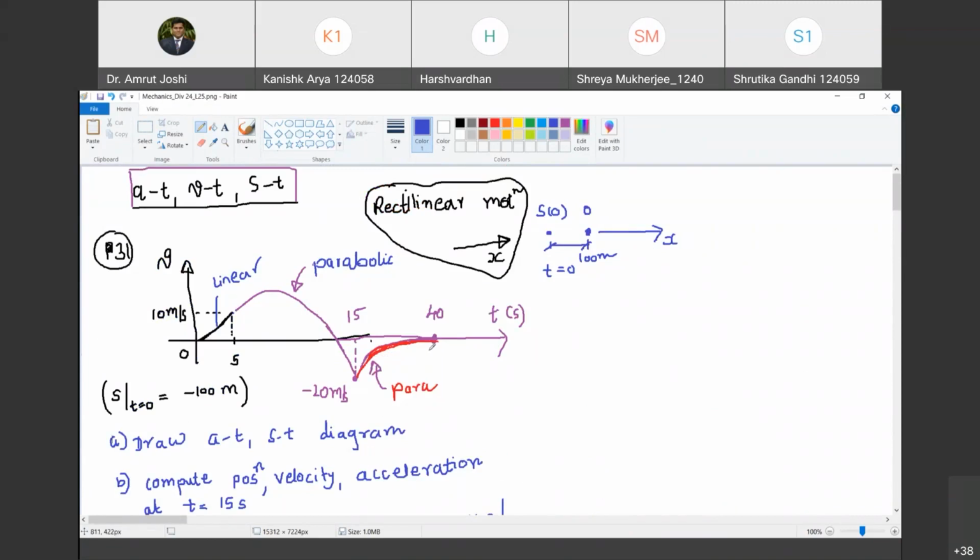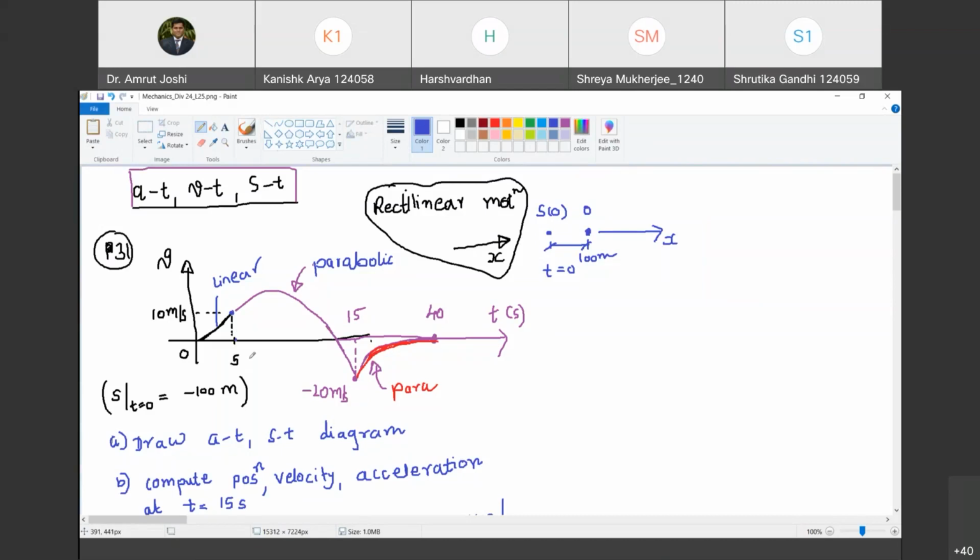Yes, sir. So will it be minus 20 then, sir? What is minus 20? That condition we have already used. At t equal to 15 seconds, we have velocity equal to minus 20 meter per second. That condition is used. At time t equal to 5 seconds, we have velocity equal to 10 meter per second. This condition is used. How do I get the third condition?